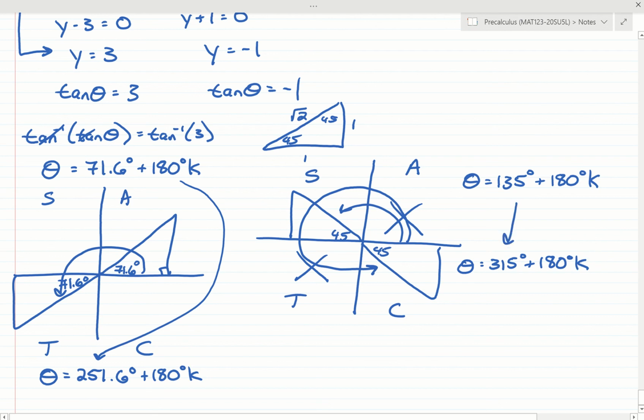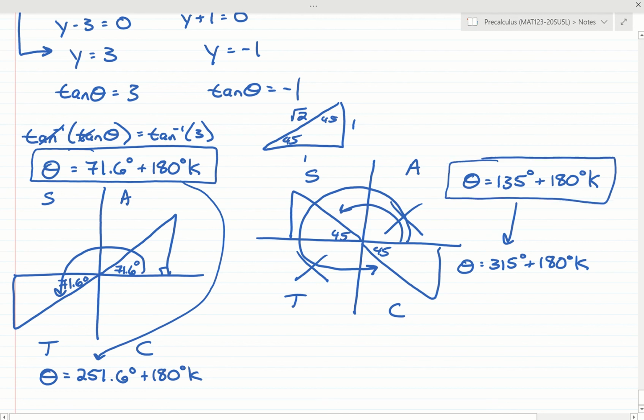Now you can include these if you want. I'm not going to mark them wrong. But as far as the best answer, the most concise answer would be 71.6 plus 180k and 135 degrees plus 180k.